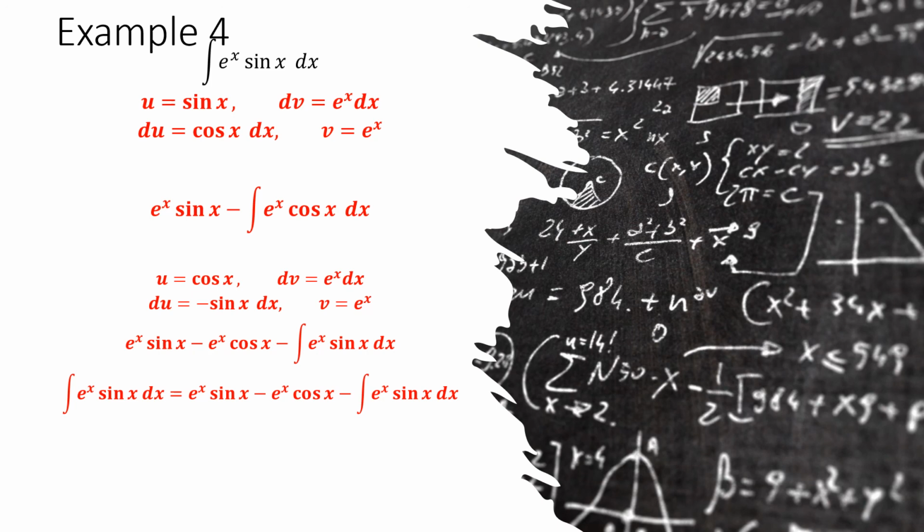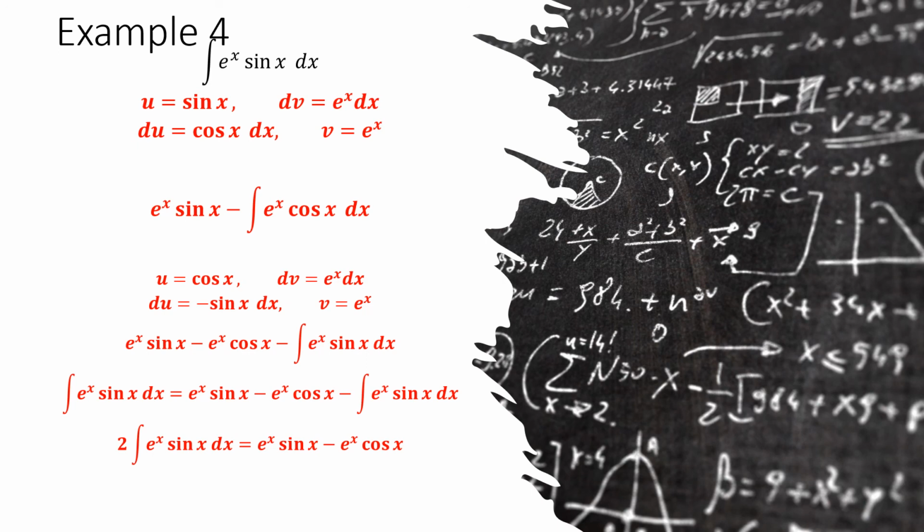All right, so remember that's what our original integral equaled. So our original integral equaled e to the x sine x, and on the right side I got the integral of e to the x sine x. So I can add those to each other. I can add it to each side of the equation. So I'm going to add integral e to the x sine x to both sides of the equation, which is going to give me 2 integral e to the x sine x equals e to the x sine x minus e to the x cosine x.